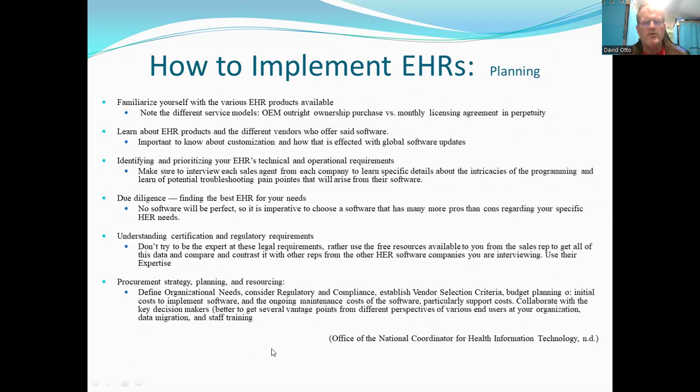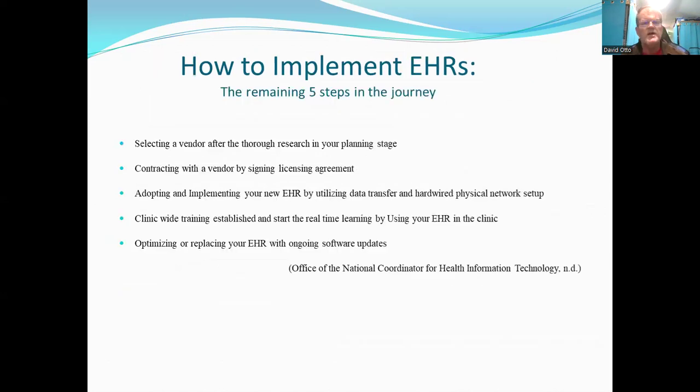And then you're going to have procurement strategy, planning and resourcing. This is about getting the implementation with budget planning, initial costs to implement the software, and then ongoing maintenance costs of software, particularly these supporting costs, which can be quite large. So, how to implement these EHRs, there are 5 remaining steps in the journey.